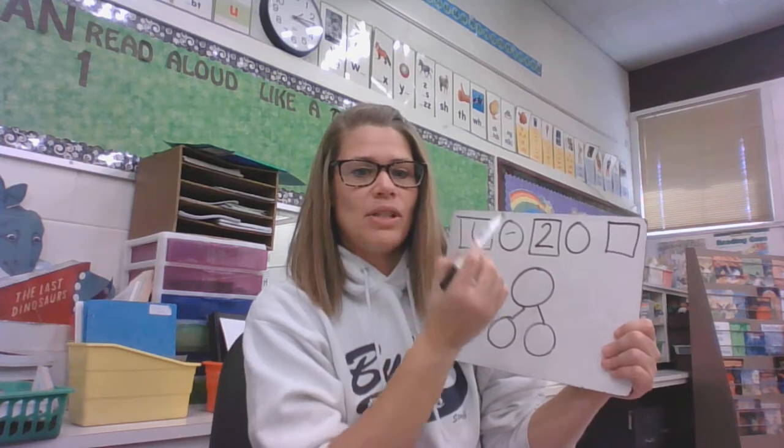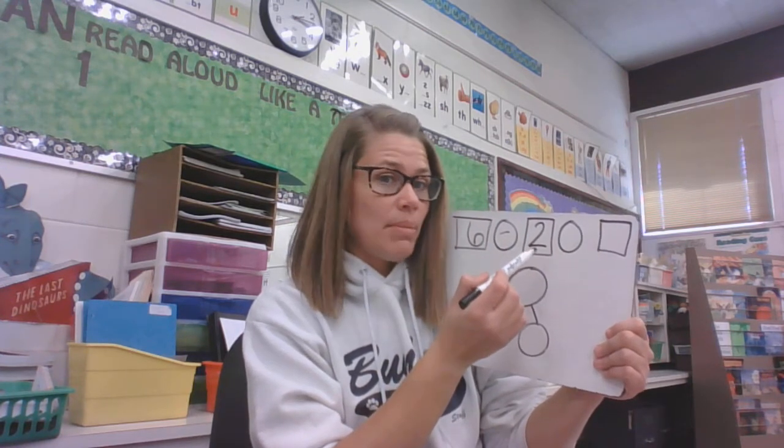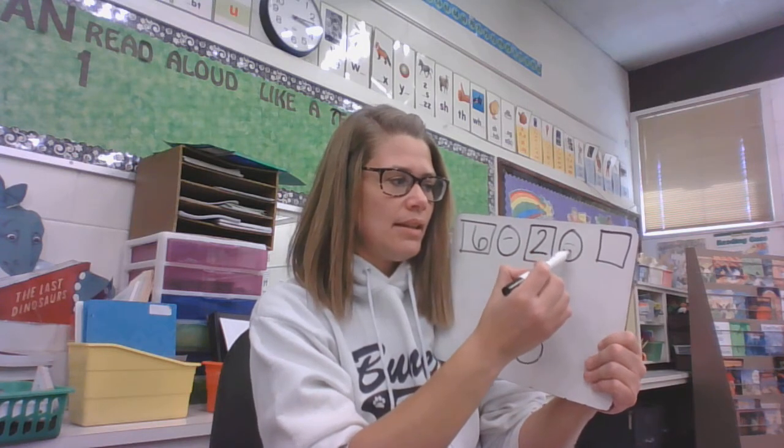So I had 6 birds. I took away 2 because 2 went bye-bye. They flew away from that tree. What sign goes here? Equals. And how many birds were still left in my tree? Answer should have been 4.